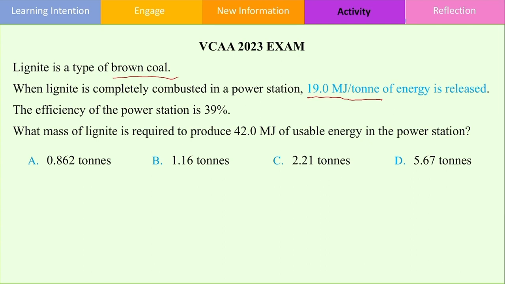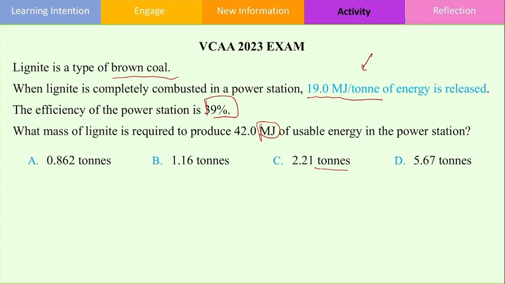But seeing the other units provided in this question, so they've also given us megajoules and they've also given us tons, it doesn't appear that we need to convert this unit at all into kilojoules per gram. We also know that the power station is 39% efficient, so only 39% of the energy is actually useful. The question ultimately wants us to calculate the mass of coal required to produce usable energy that amounts to 42 megajoules. There are a couple of ways that you could answer this question, but you'll reach this exact same answer in both approaches.